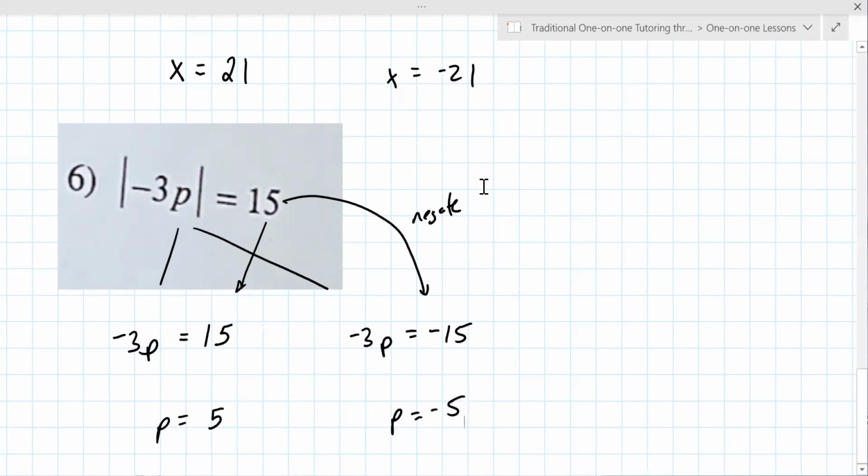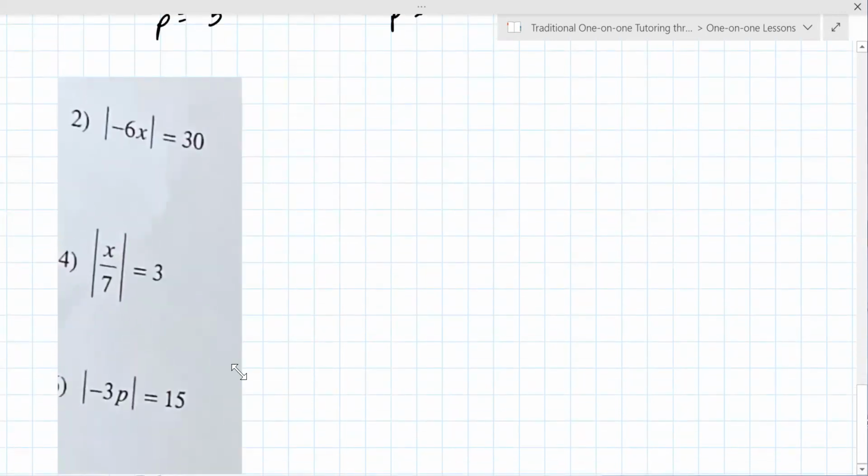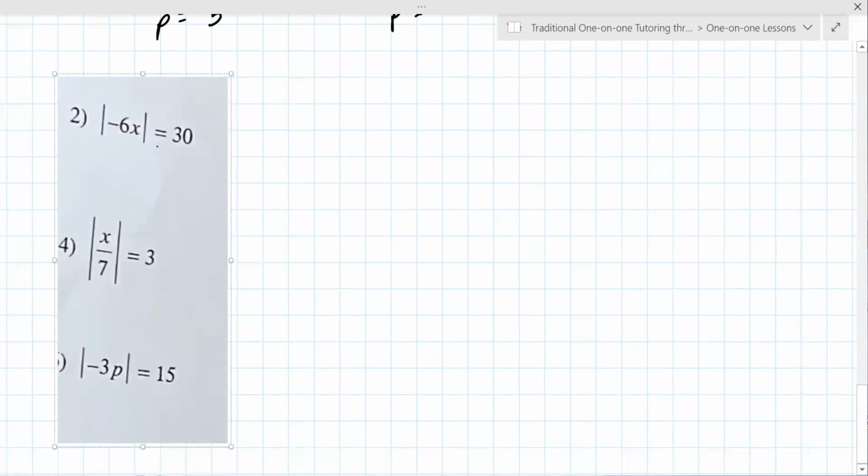All right, so let me grab the next problem here before we do 8. I'm going to grab all 3 of these problems that we just worked on, and there's something here that's really critical that you can see. Do you see how there's no other operations on the left side of the 2 outside of the absolute value? There's not like a plus 3 equals 30. Everything is contained inside the absolute value.